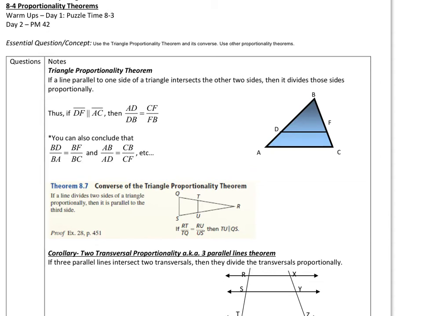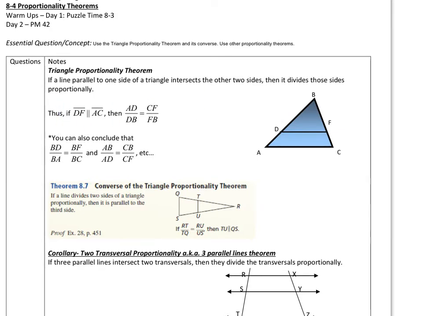Hey everybody, it's Mr. N, and in this lesson we're going to talk about some triangle proportionality theorems. And some of these will move over into other parallel line theorems. So let's take a look at the first one that we have here. And this one says, if a line parallel to one side of a triangle intersects the other two sides, then it divides those sides proportionally.